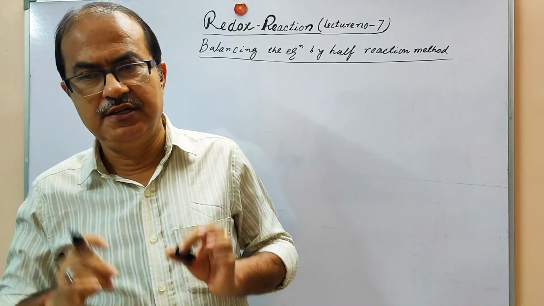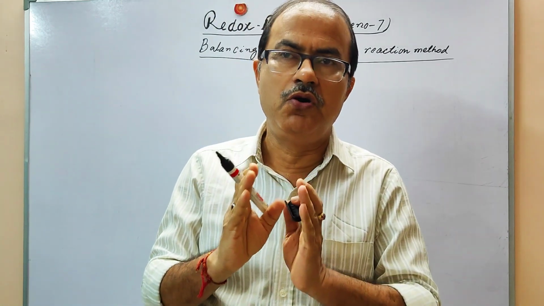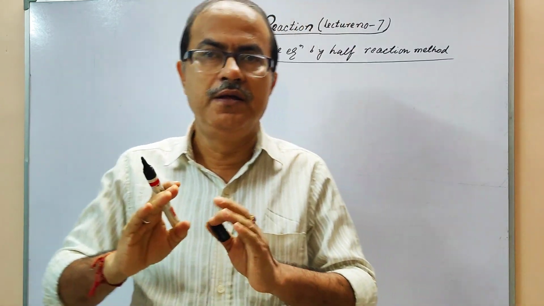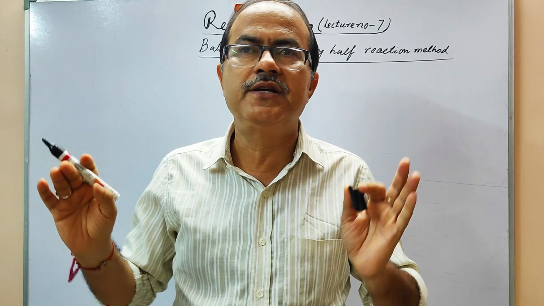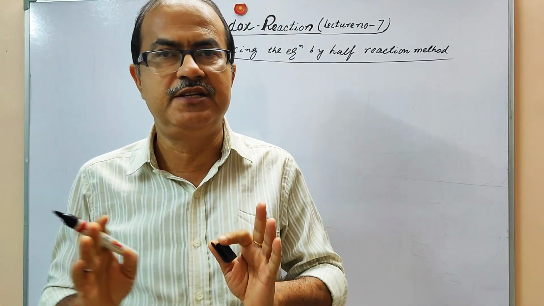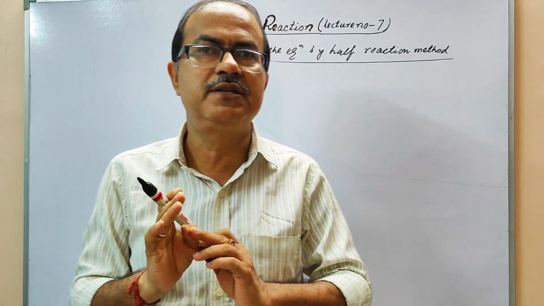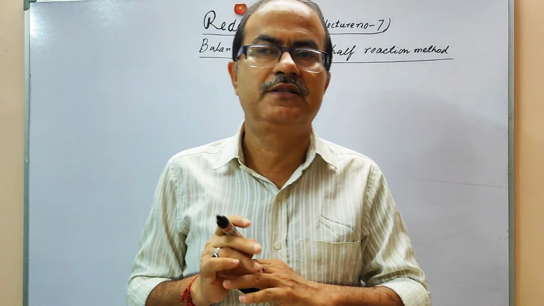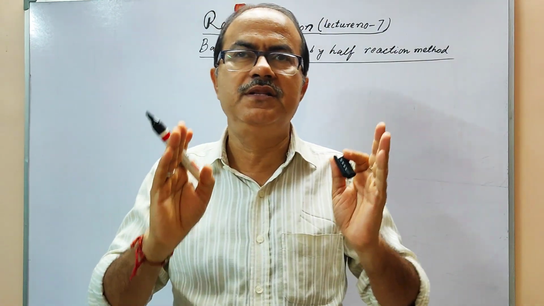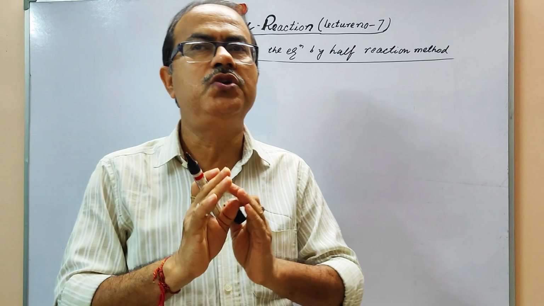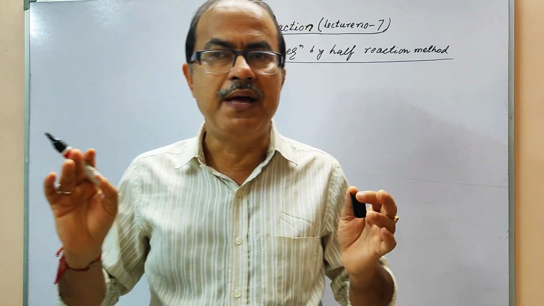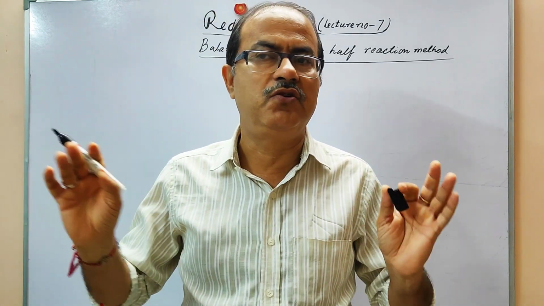In this lecture, we will concentrate on this half reaction method. You already know what a half reaction is: one complete reaction can be divided into two half reactions, one the oxidation half reaction and the other the reduction half reaction. You have to balance these two half reactions separately, and after that you put them into a total equation and you will get the balanced redox chemical equation.